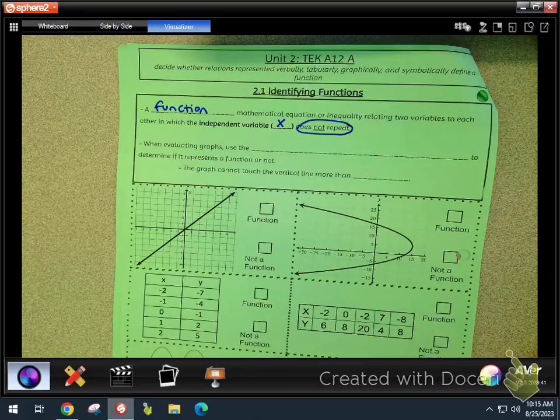So a lot of relations we're going to look at, like tables and mappings and ordered pairs, we're just going to look at the x's. And if one of those guys repeats, not a function. If they're all brand new, it will be a function.